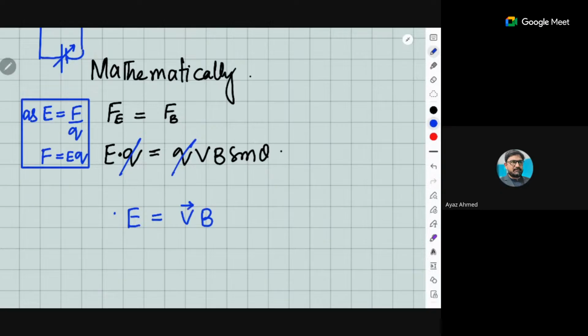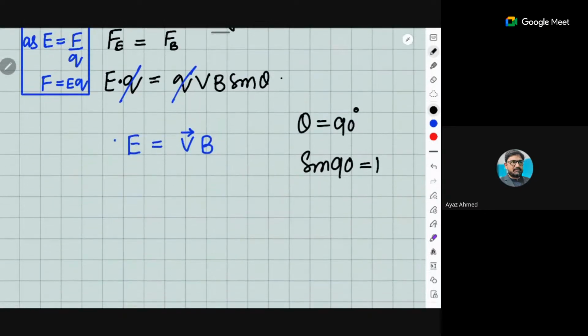Yes, any question? And theta is equal to 90 degrees, so sin 90 goes to 1. So now from here the velocity v is equal to the ratio of the electric field strength to the magnetic field strength. Is this very clear to everyone?